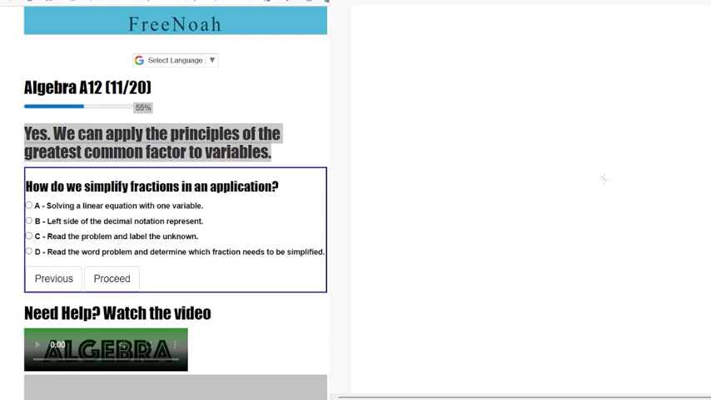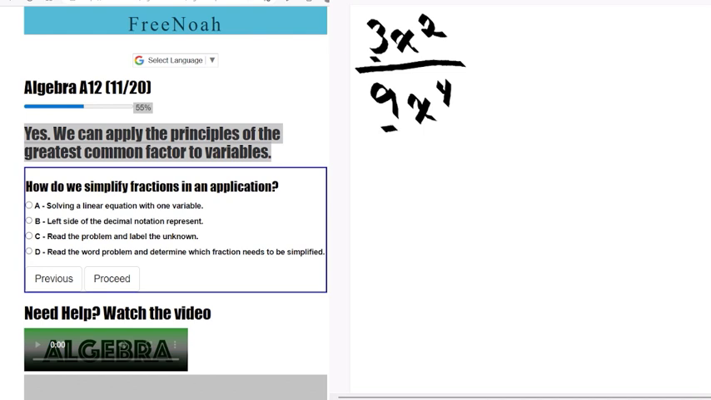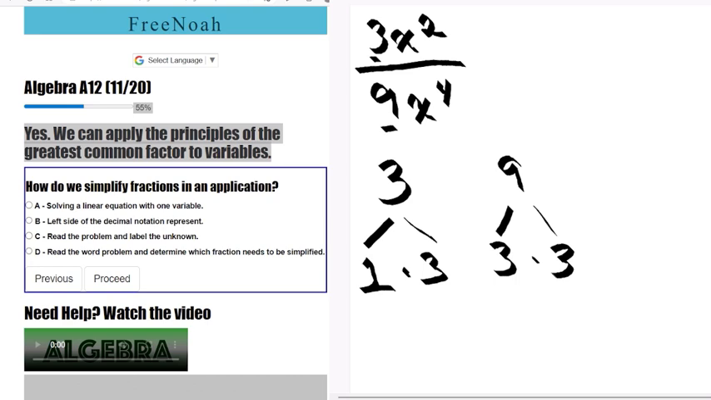Let's continue on here. So first things first, let's write the equation down. 3x squared over 9x to the fourth power. Let's evaluate the 3 and the 9 first, the constants. So 3, well, we could break this down into 1 times 3. And then we have the 9. The 9 is going to break down to 3 times 3. We'll leave it there for the moment.